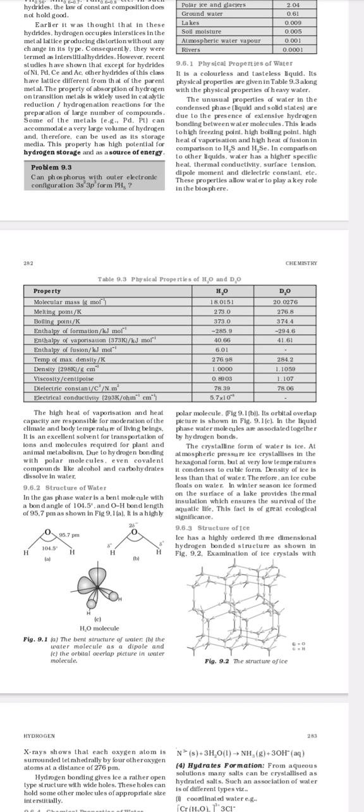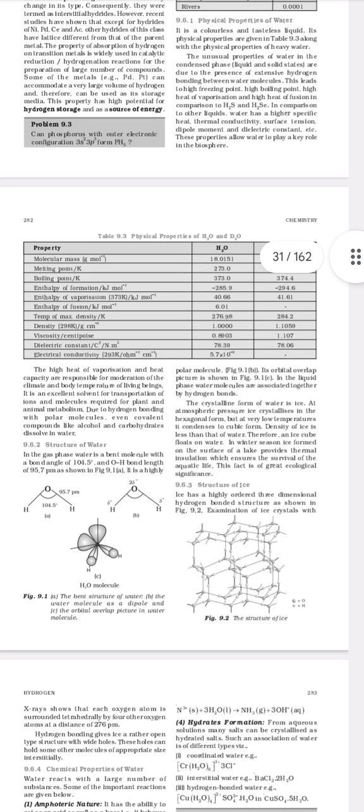Next is structure of water. In the gas phase, water is a bent molecule with a bond angle of 104.5 degree and O-H bond length of 95.7 picometer as shown below. It is a highly polar molecule. Its orbital overlap picture is shown. In the liquid phase, water molecules are associated together by hydrogen bonds.